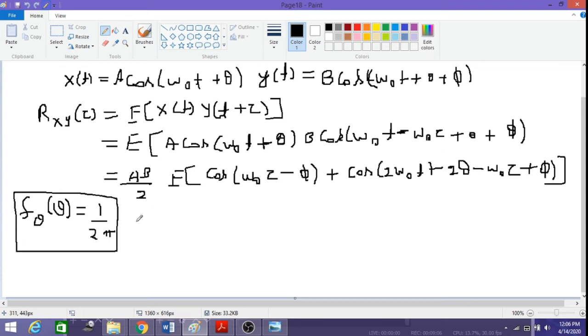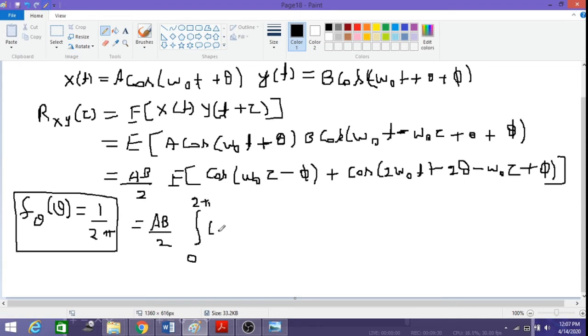Okay, so it means when I write here it is a into b by 2. So the expectation definition is nothing but the integral from minus infinity to plus infinity. Now here the limit is from 0 to pi, or pi to 2 pi. What is the range that is given in the question? Yes, it ranges from 0 to 2 pi.